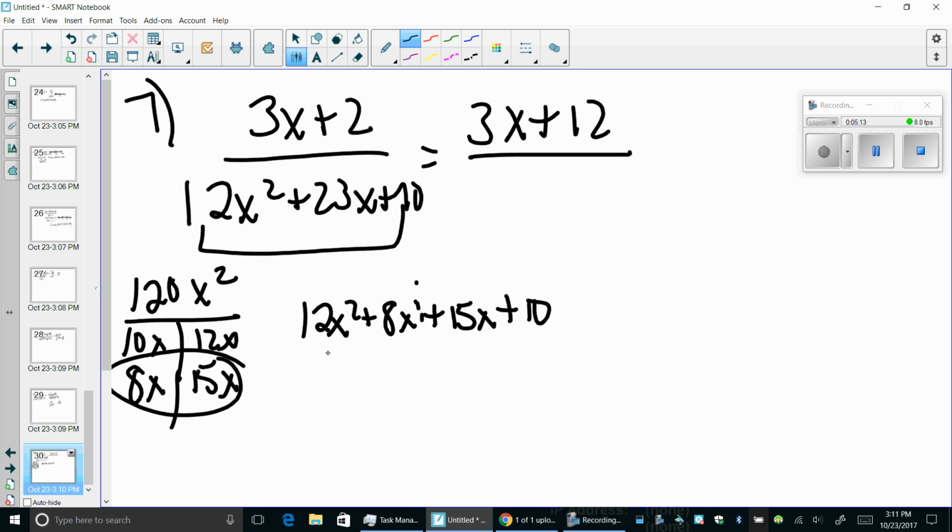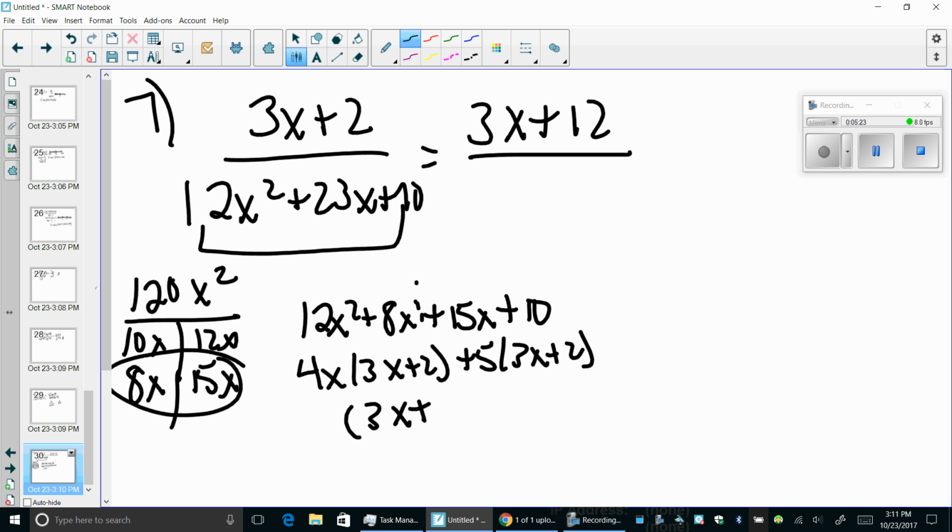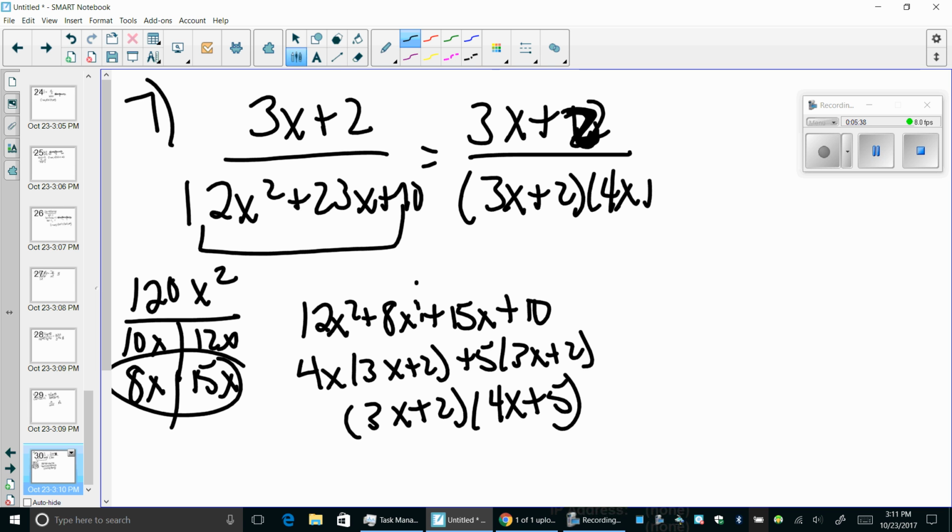And I'm going to factor by grouping. Out of the first two, I can take out a 4x, and that leaves me with 3x plus 2. Now the last two I can take out a 5, and that leaves me with a 3x plus 2. So my common factor is 3x plus 2, and my other factor is 4x plus 5. This should be a 2, not a 12. I'm like, where did that 12 come from? It's 3x plus 2. I wrote it down wrong. So my factors are 3x plus 2 and 4x plus 5 on the bottom.